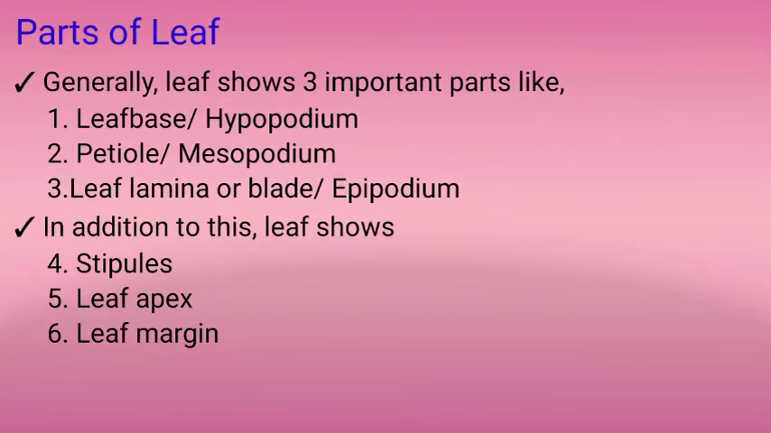Parts of leaf. Generally, a leaf shows three important parts: hypopodium or leaf base, mesopodium or petiole, epipodium or leaf lamina or leaf blade. In addition to these three important parts, leaves also show stipules, leaf apex and leaf margin.